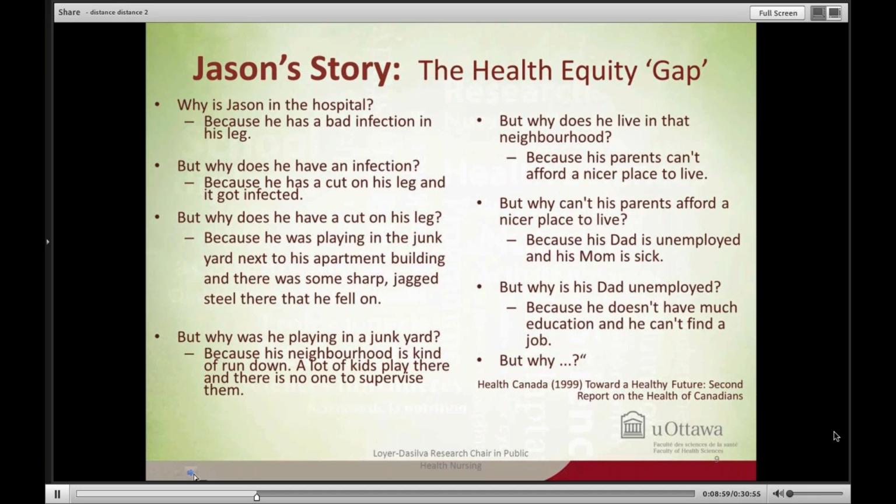As you can see, Jason's story links the many determinants of health, the 13 determinants of health we've talked about. You can see how poverty, poor housing, can lead to a physical condition such as a cut on the leg and the subsequent infection that brings Jason to the healthcare facility. And so as community health nurses, we actually deal with people like Jason so they don't even have to get to the point of going to a hospital.